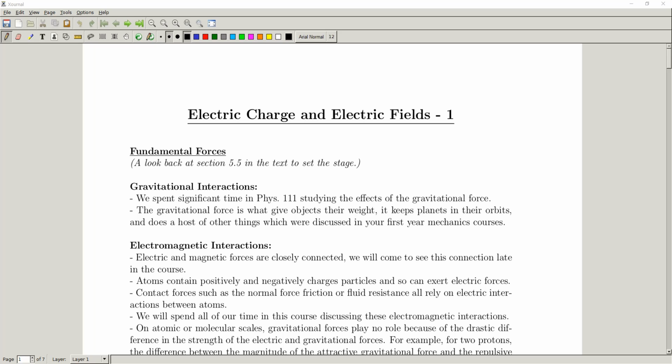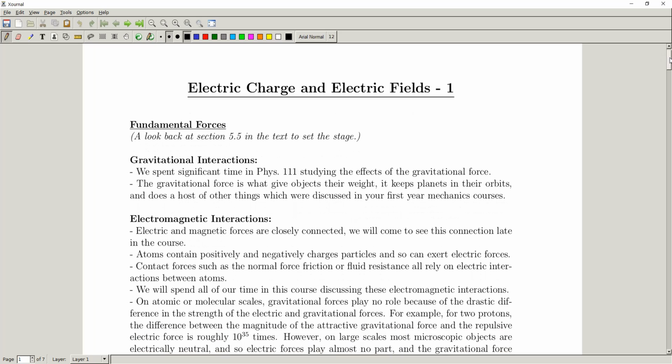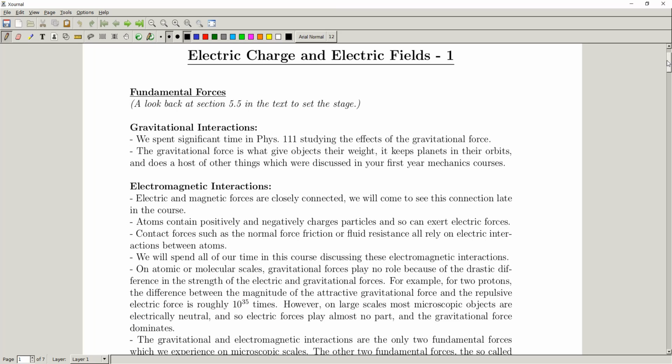If you did your Physics 111, or whatever your first year mechanics course was, using this textbook, you would have seen in section 5.5 that they discuss fundamental forces. Most textbooks will have a section like this in your first year mechanics course, and whatever textbook you used, you could always look back to that section. But I'm just going to pull out some quick points from that section in this textbook, just to introduce the ideas of electromagnetic interactions.